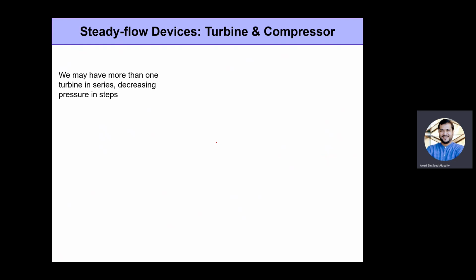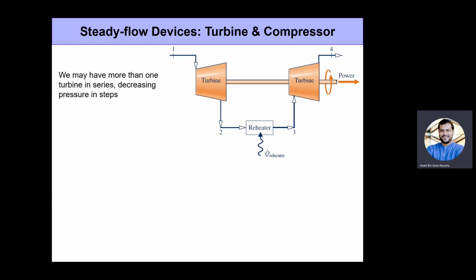Essentially, when we talk about practical applications, we don't just have one turbine, but we tend to have more than one turbine in series, right? So like the one shown here, you have turbine one and turbine two. So you have two turbines which decrease the overall pressure in steps.